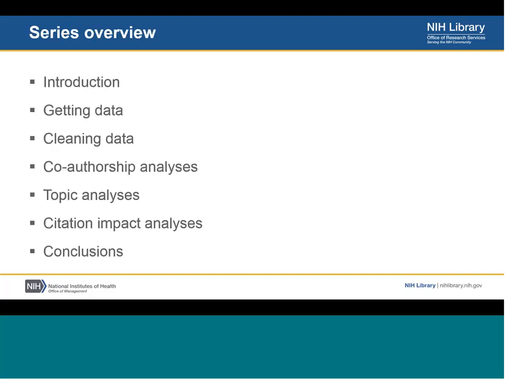Okay, so with those disclaimers out of the way, let's talk about what we're actually going to do over the course of this series. The series is going to be 13 courses initially, and these courses are going to be organized into 7 major themes. Those themes are a series of introductory courses, and then a series of courses around getting data, cleaning data, running co-authorship or network analyses, doing topic analyses, doing citation impact analyses, and then finally a wrap-up session. Those are the major thematic areas in which we're going to organize this whole series.